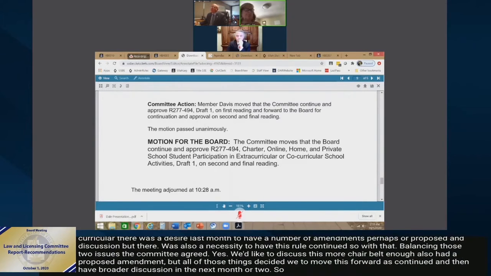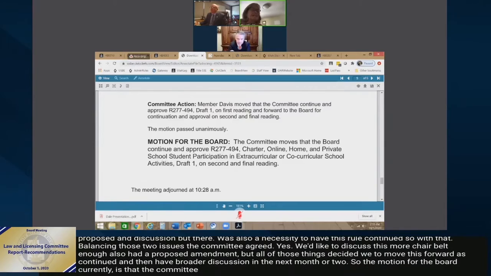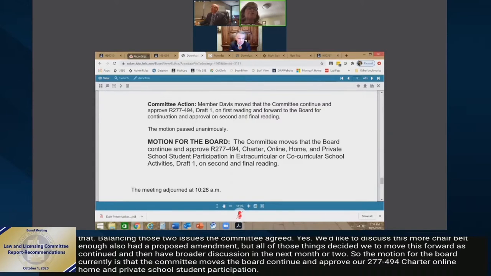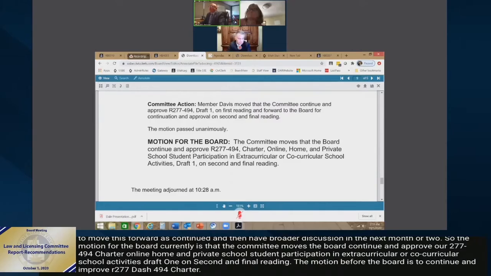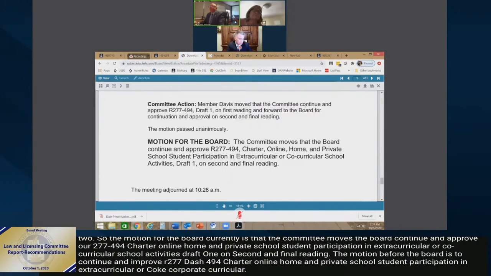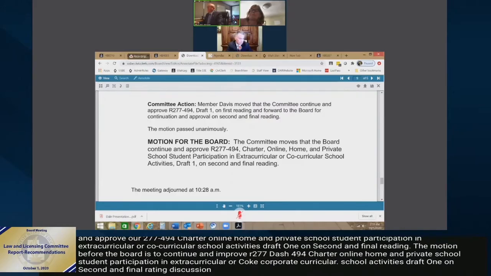So the motion for the board currently is that the committee moves that the board continue and approve R277-494, charter, online, home, and private school student participation in extracurricular or co-curricular school activities, Draft 1, on second and final reading. The motion before the board is to continue and approve R277-494, charter, online, home, and private school student participation in extracurricular or co-curricular school activities, Draft 1, on second and final reading. Discussion to the motion? Seeing none, board members, please vote.